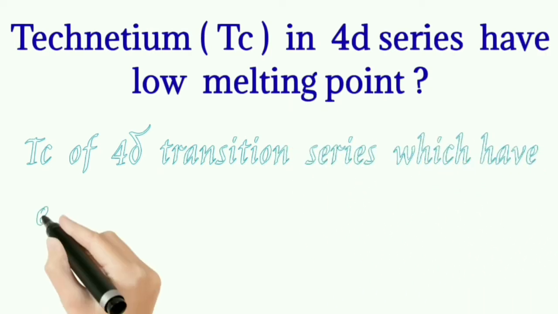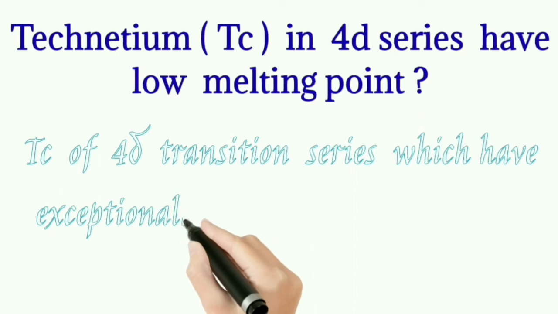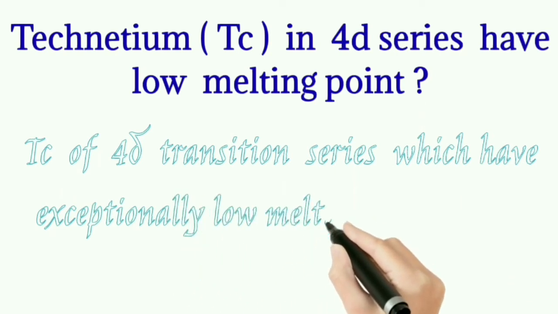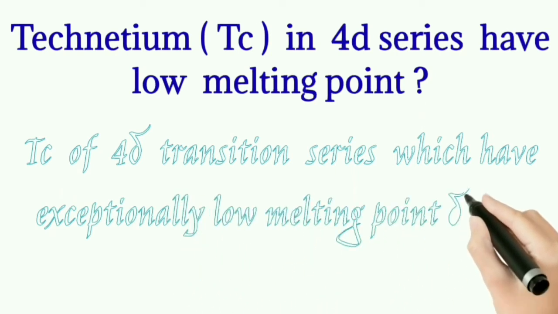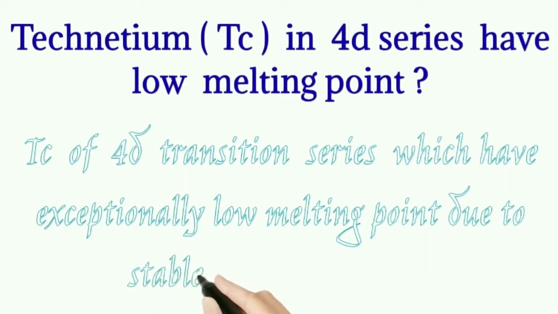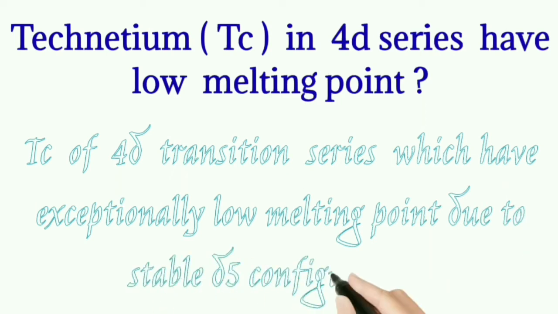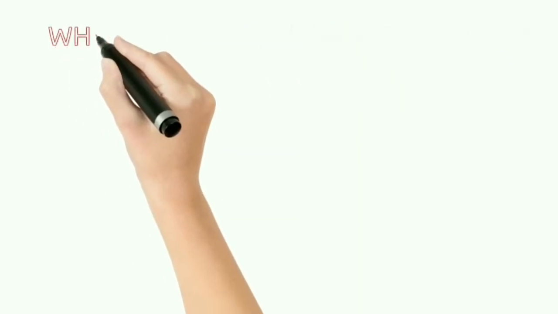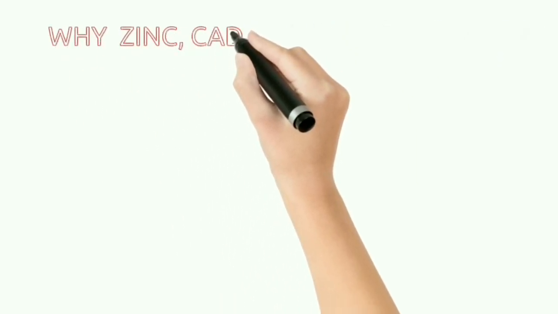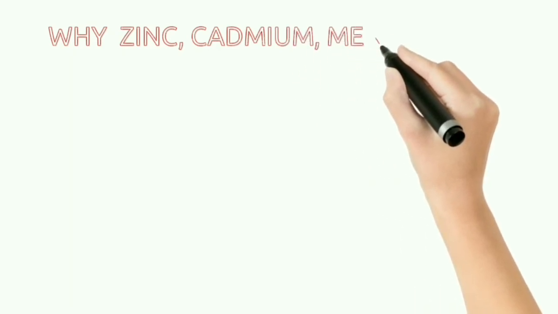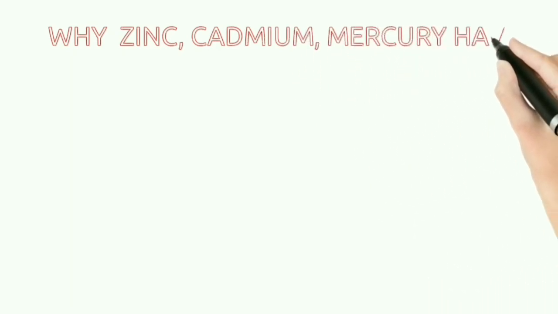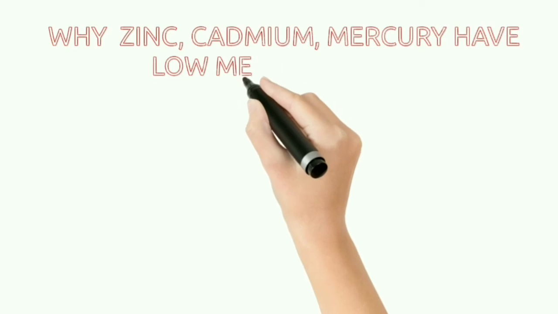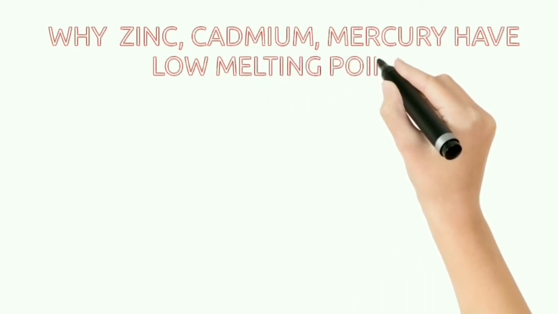So technetium of the 4D series is an exceptional case, it has low melting point. Why? Because of the stable d5 configuration, the same as that of manganese, as it is just present below the manganese. So even though it has unpaired electrons, they are not involved in bond formation. Another exceptional question you have in that: why zinc, cadmium and mercury have low melting point.